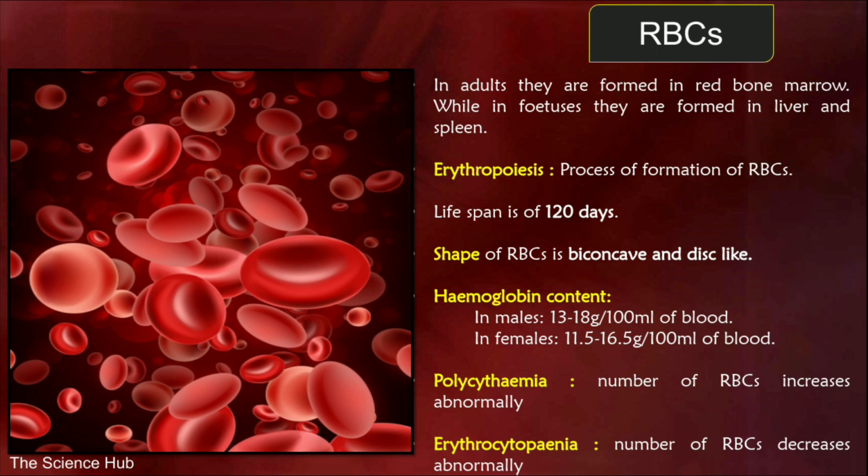The hemoglobin content in males is 13 to 18 gram per 100 ml of blood, whereas in females it is 11.5 to 16.5 gram per 100 ml of blood. The condition in which there is an abnormal increase in the number of RBCs is known as polycythemia. The condition in which there is an abnormal decrease in the number of RBCs is known as erythrocytopenia.